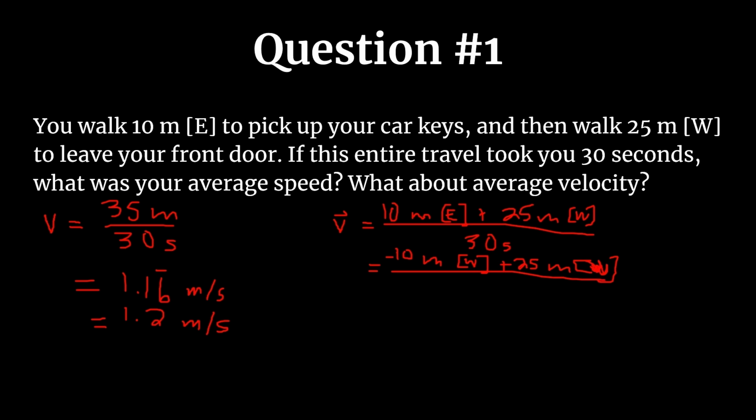Divided by 30 seconds. And so calculating minus 10 meters plus 25 meters, you should get a result of 15 meters west divided by 30 seconds. And then your answer should be 0.50 meters per second west. And we're going to add that extra 0 here to adhere to the 2 significant digits that are required.